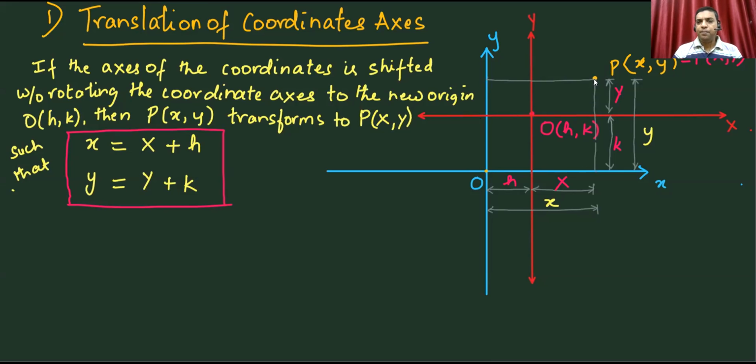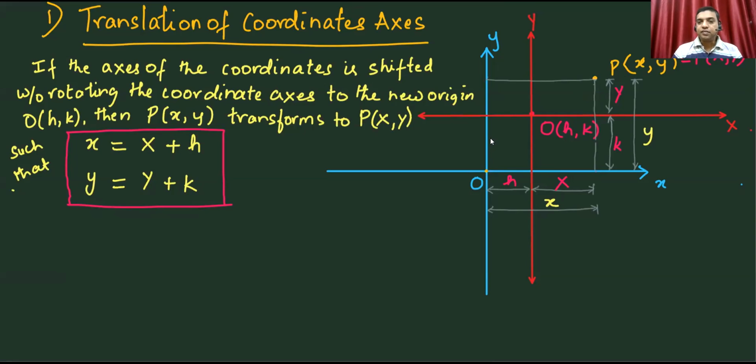Because any point P, we give a coordinate x comma y with reference to an origin. This was the very first class we discussed. We always have a reference to the origin. So if this is small x comma small y, it means that from the origin you have to move x distance along the x-axis and y distance along the y-axis to reach the point P. So this length will be x and this length will be y.